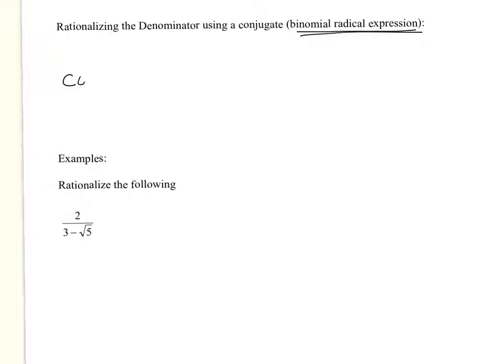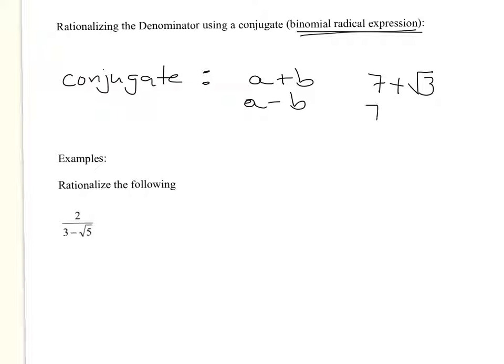Now the conjugate, in general, and this is a term we use a lot in math, the conjugate, for example, of a plus b is a minus b. Those are conjugates because they're the same thing, just with a different sign in the middle. So if I have something like 7 plus radical 3, the conjugate would be 7 minus radical 3. So we actually use this to rationalize binomial denominators.